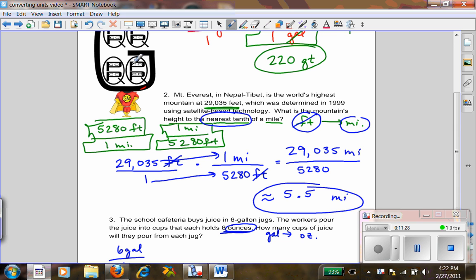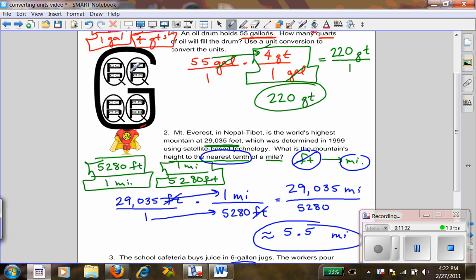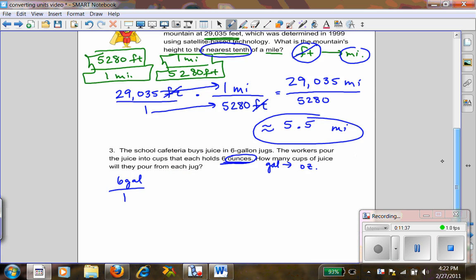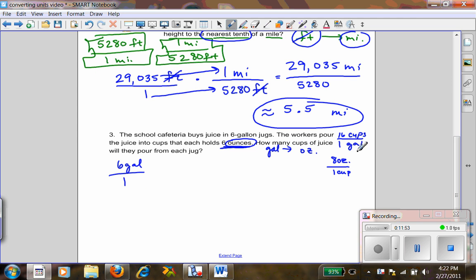I know that there are 16 cups, 2, 4, 6, 8, 10, 12, 14, 16 cups in 1 gallon. So I can say 16 cups for every 1 gallon. I also know that there are 8 ounces in 1 cup. So what I'm going to do is use both of these. I'm going to change these gallons to cups first.